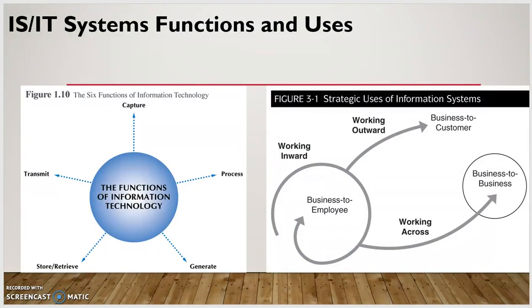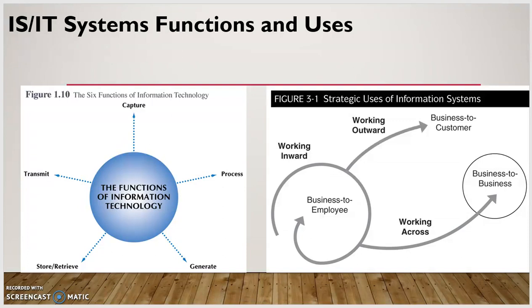When we look at the IT system functions and users, information technology users include to capture, to process, to transmit, to generate, and obviously to store and retrieve information. The other view could be an internal use of information systems, which is between employees to collaborate or to create business value, as well as interacting externally with customers, which is business to customer scenario, or in other cases, business to business, which is interfacing with vendors and suppliers.